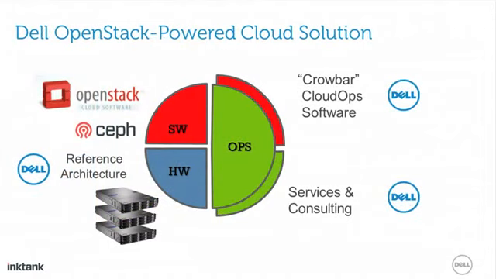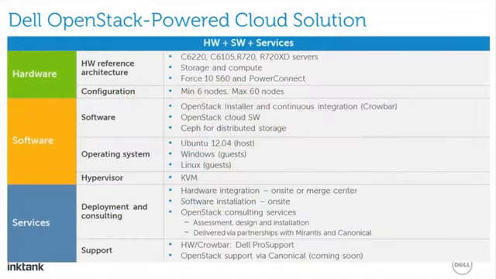On the software side, we have OpenStack. We use OpenStack for our cloud solution. Ceph is the OpenStack cloud storage solution. We have a reference architecture and a taxonomy around the Dell hardware and Dell portfolio. And the big part of it, as I said, is ops. What do we do there? That's where Crowbar comes in, and there are services and consulting. I'm not going to go into the details of this, but you'll see the deck later on.